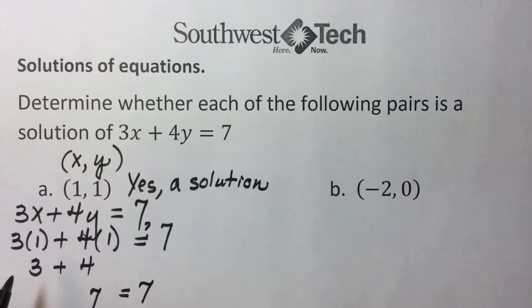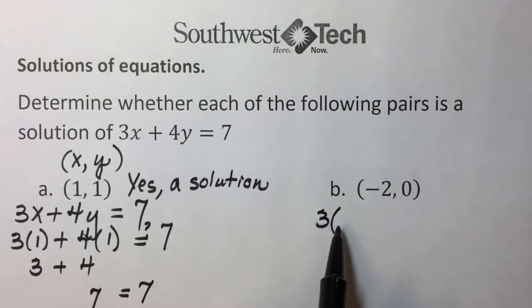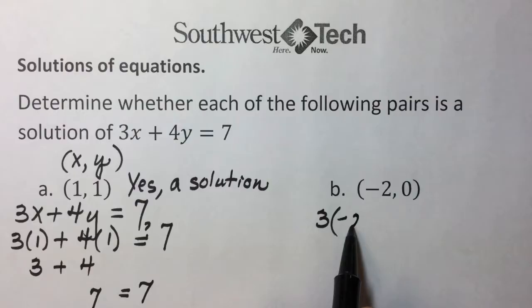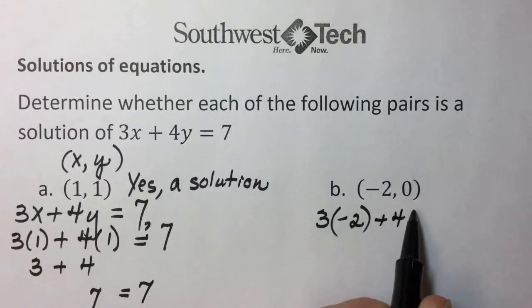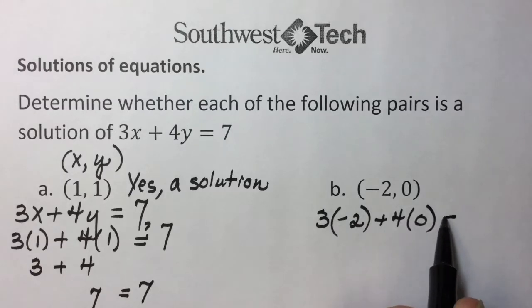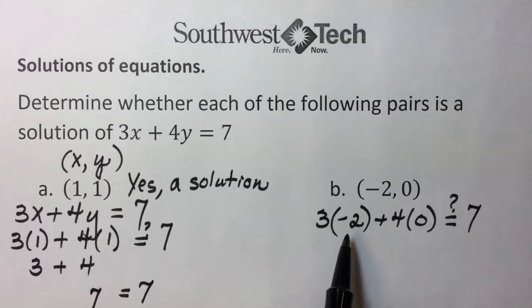In the second pair that's given, again, the first value is x, the second value is y. We will replace those values in the equation. So we have 3 times x, or negative 2, plus 4 times 0, and we're testing to see if that result is 7. Again, simplify multiplication first.